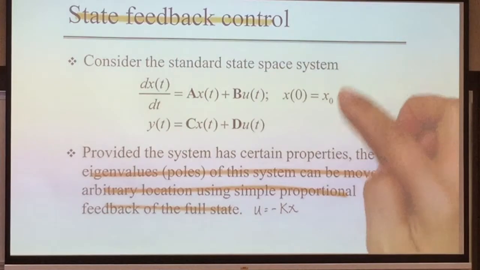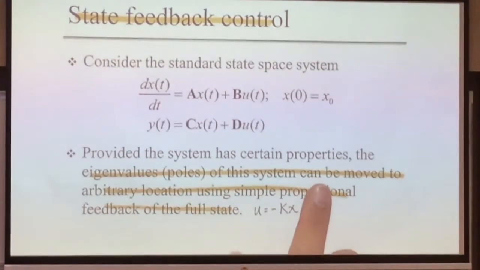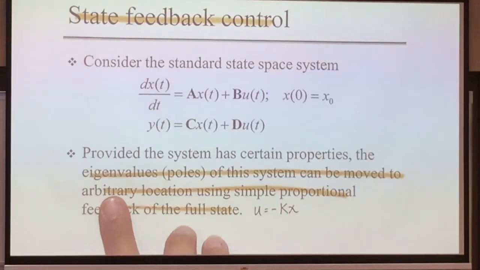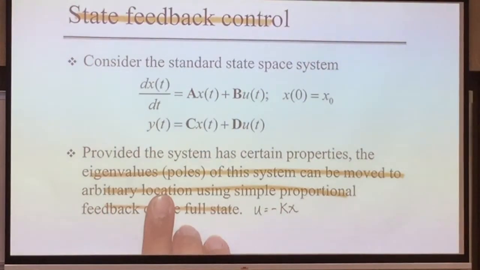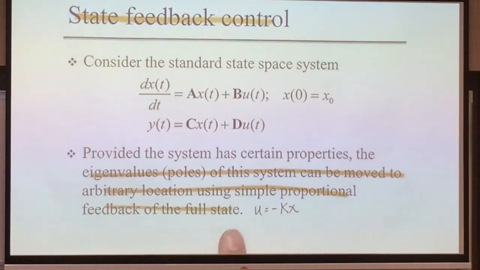Consider a standard state space system, this. And if the system has certain properties, what we want to do is move the eigenvalues, which are equivalent to the poles of the system, to any arbitrary location, using a simple proportional feedback of the full state, u equals minus K x.